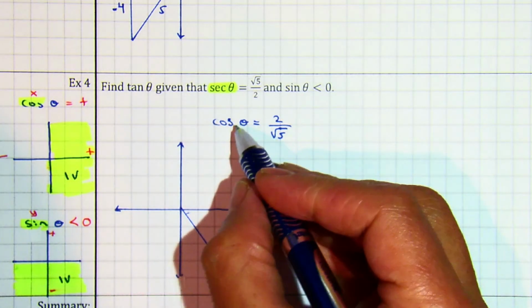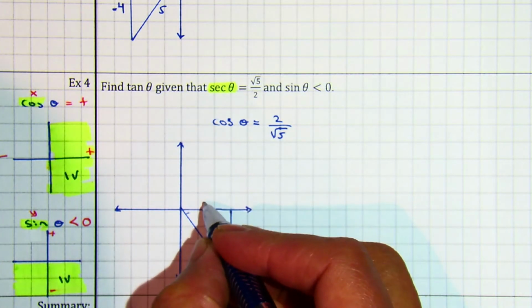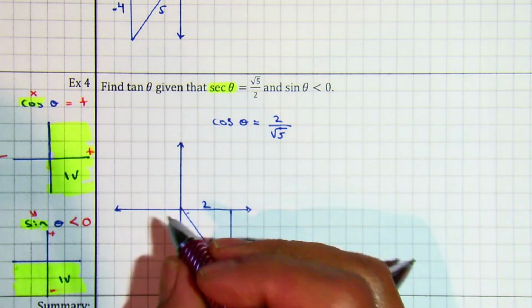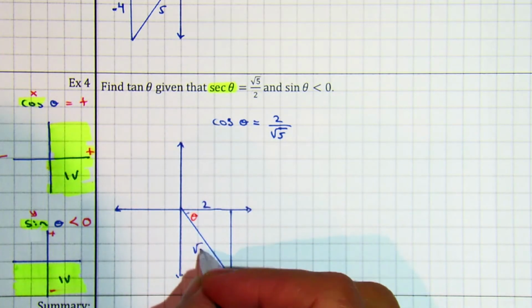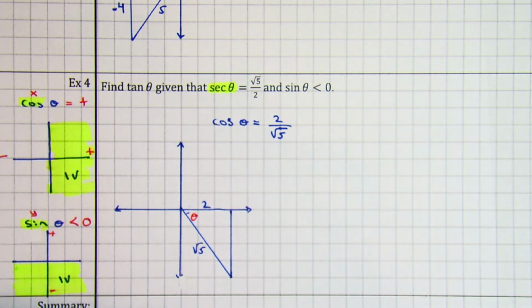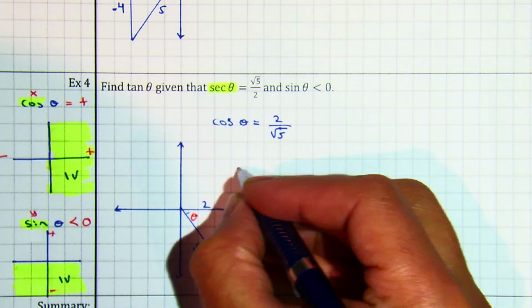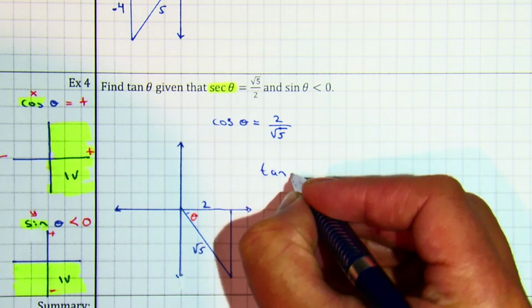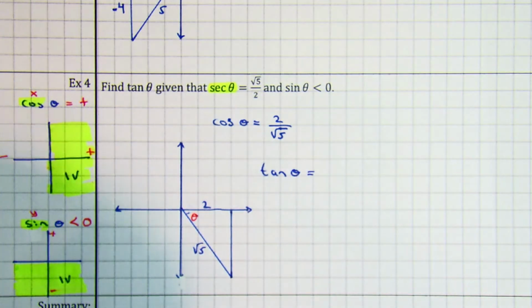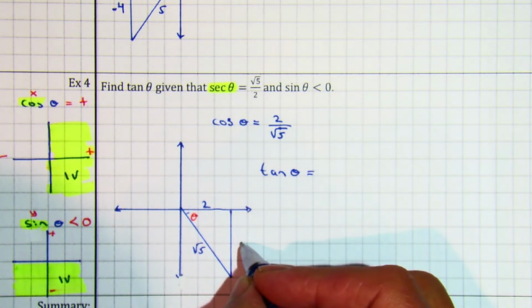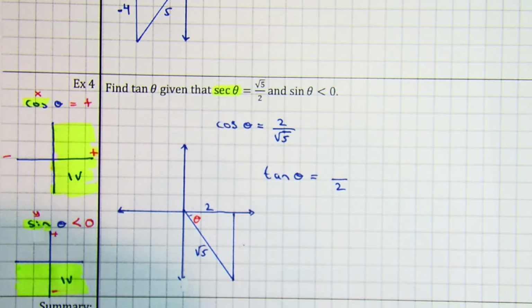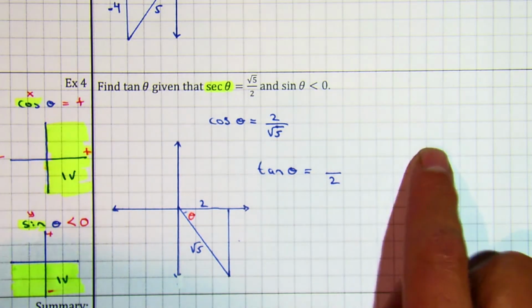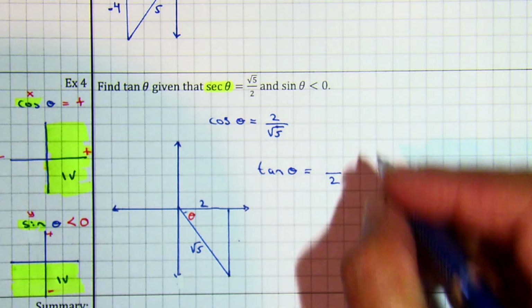And now cosine is 2 adjacent. We're talking about this angle here, or your x, over your hypotenuse. I need to be able to find my tangent. My tangent of my angle is y over x. So now I just need to be able to find my y value. So go take the time to find your y value and see what you get.